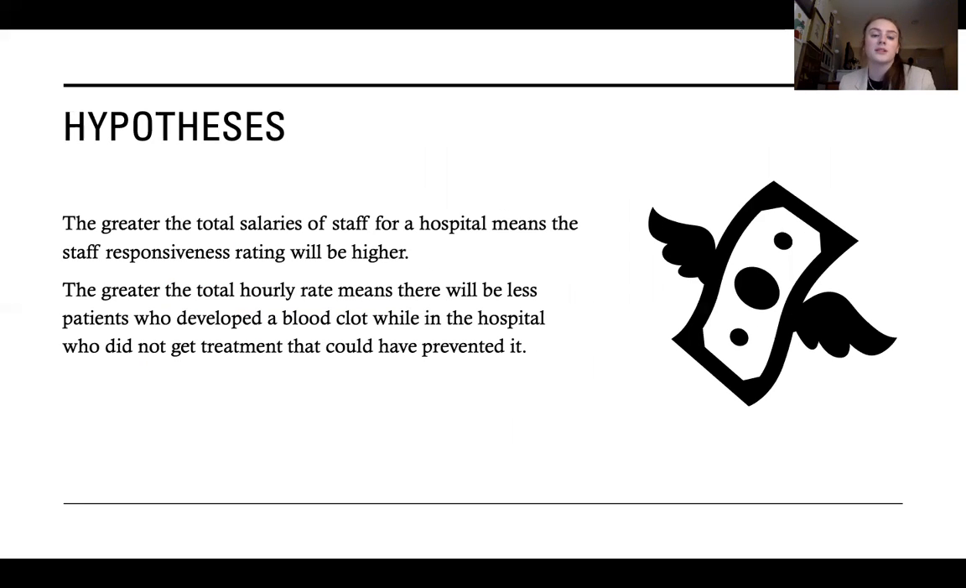The two hypotheses that I'm going to be talking about today are the first being the greater the total salaries of staff for a hospital means the staff responsiveness rating will be higher. And second, the greater the total hourly rate means there will be less patients who developed a blood clot while in the hospital who did not get treatment that could have prevented it.